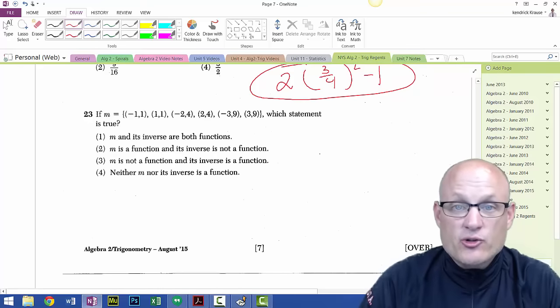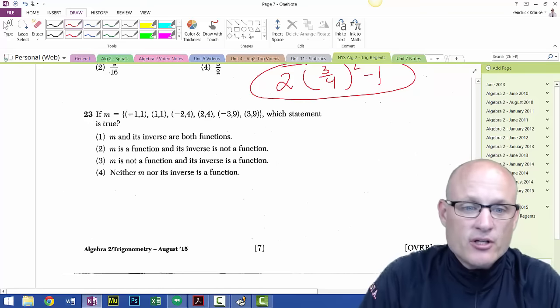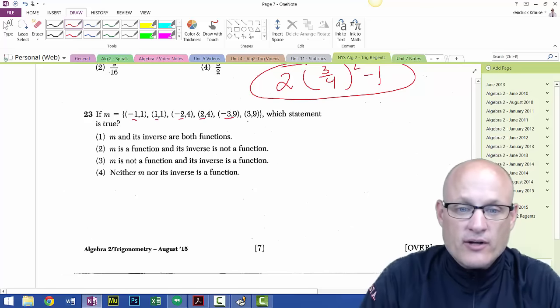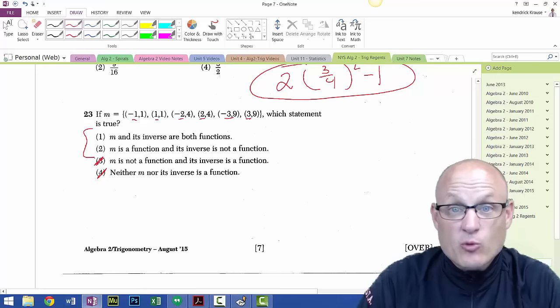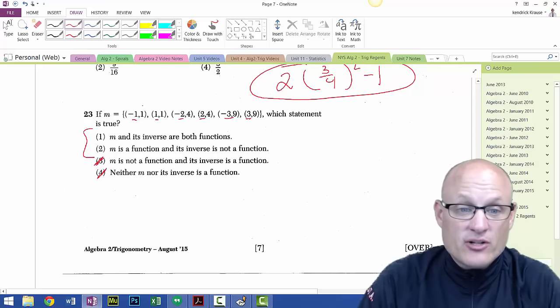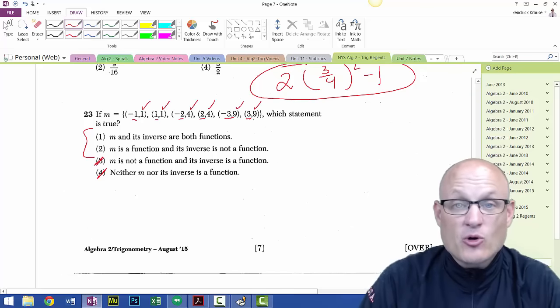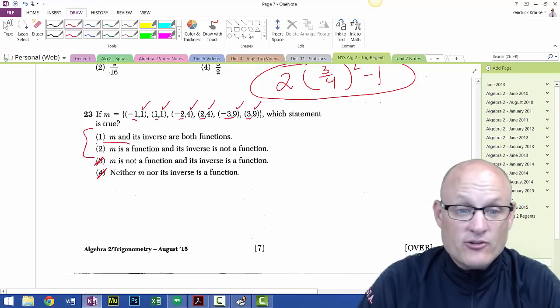So in order for it to be a function, you cannot have any repeating x values. So if I look at the x values, nothing repeats. So all the x values are different. So m is a function. So now it's got to be one of these. Now I just want to check for 1 to 1. Well, if it's going to be 1 to 1 or its inverse going to be a function, I can't have any repeating y values. Notice these two are the same, these two are the same, and these two are the same. Therefore, its inverse is not a function. The answer is choice 2.